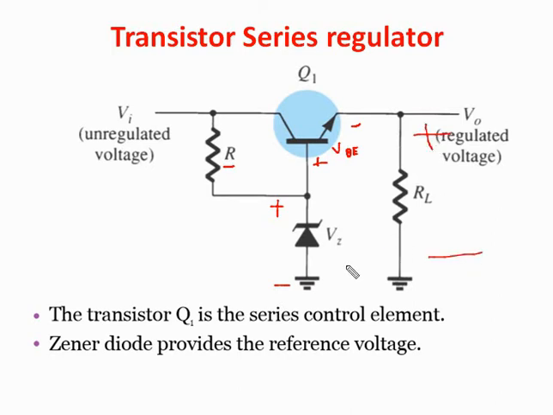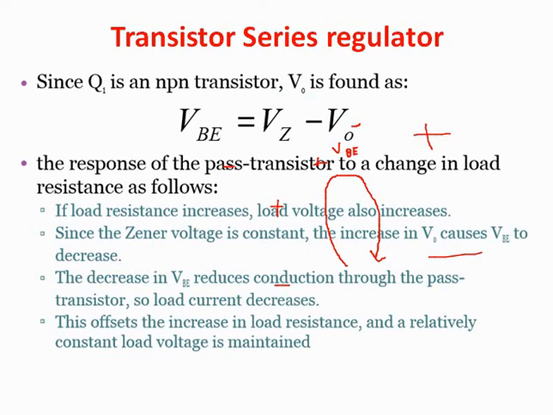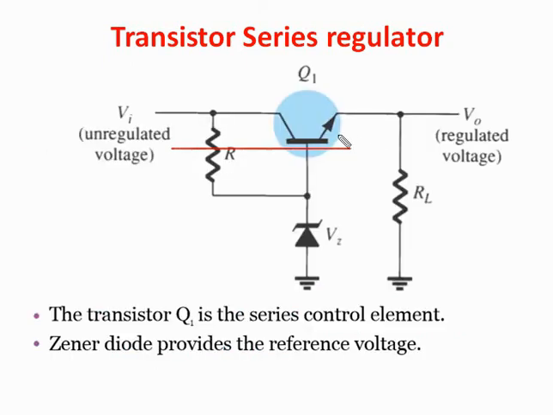Suppose we apply KVL to this circuit, so the equation becomes: base voltage equals VZ minus V0. So the base voltage will be equal to VZ minus V0.